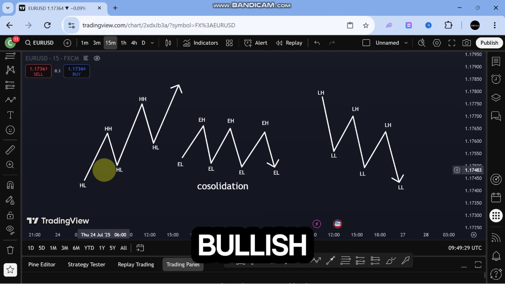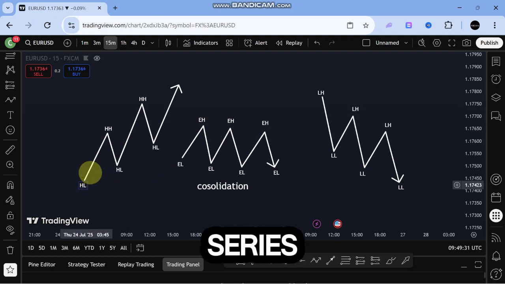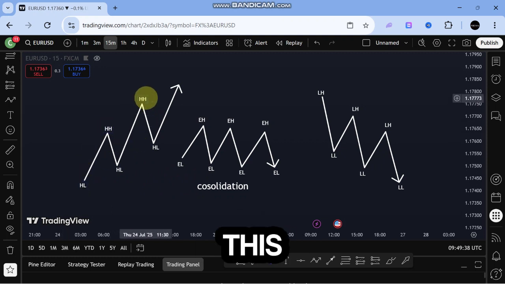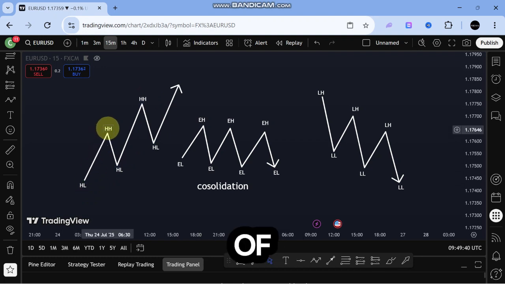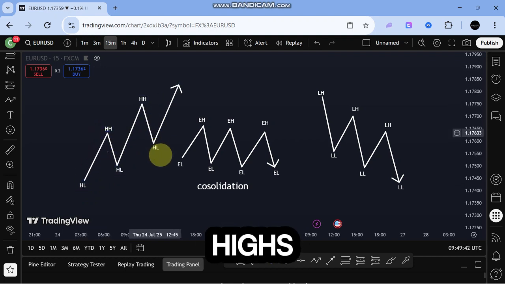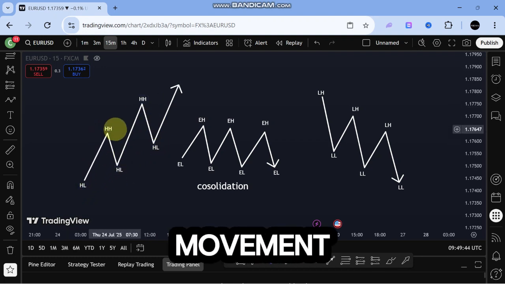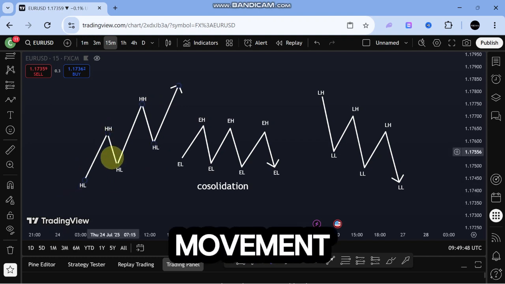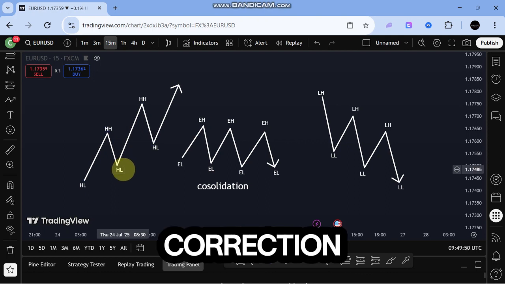An uptrend, a bullish market, is a market that makes a series of higher highs and higher lows. You can see right here, this particular high is higher than this, and this high is higher than this. It's making a series of higher highs and higher lows. This upward movement is what we call impulse movement, followed by the correction movement, then impulse movement, then correction movement again.